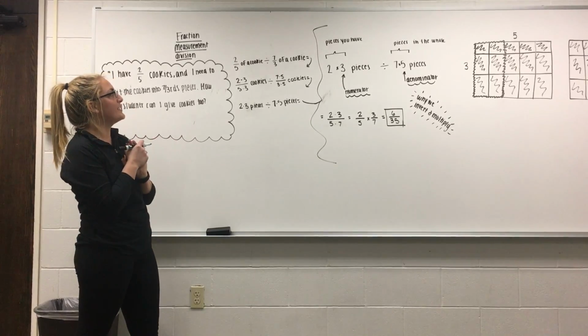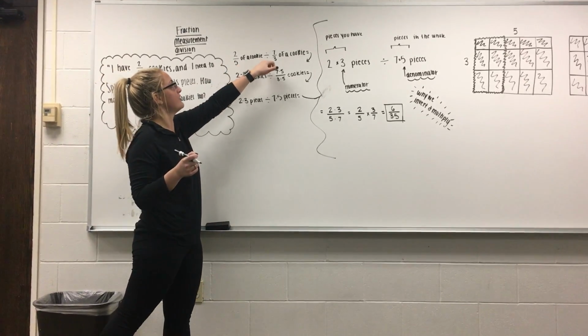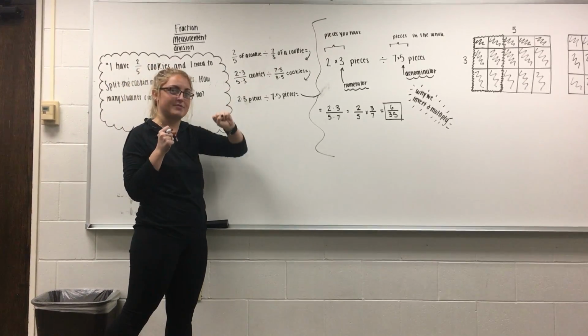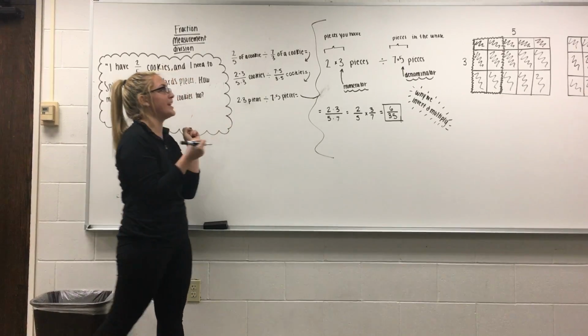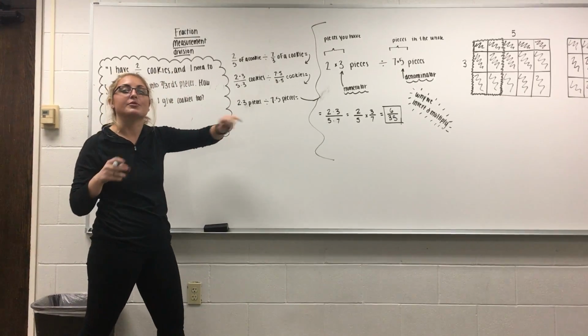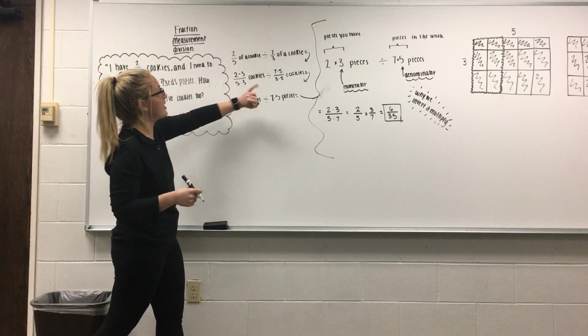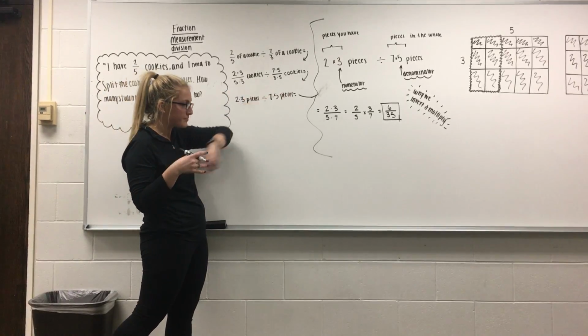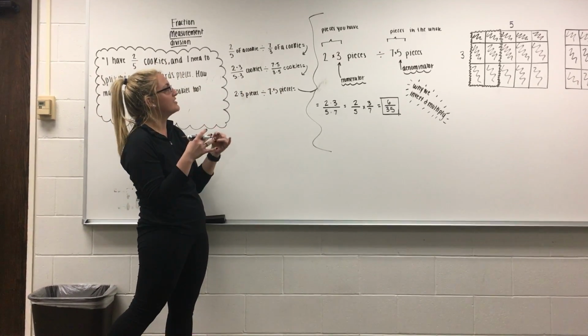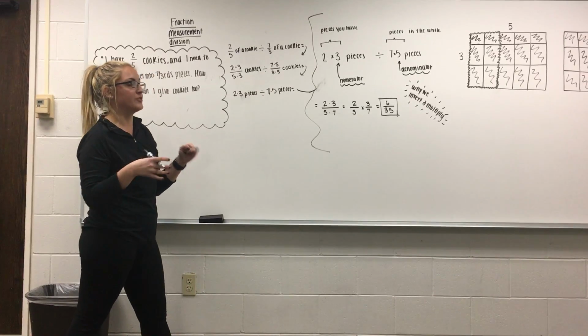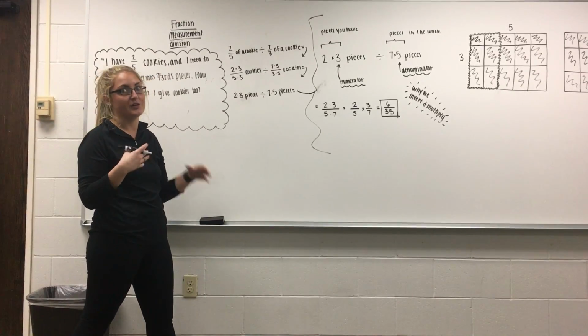So when we think about the fraction common denominator, what we did before was make the denominator, the number on the bottom, the same on each fraction. However, in this case, we're going to ask, why can we just invert and multiply? And this is the reasoning why.